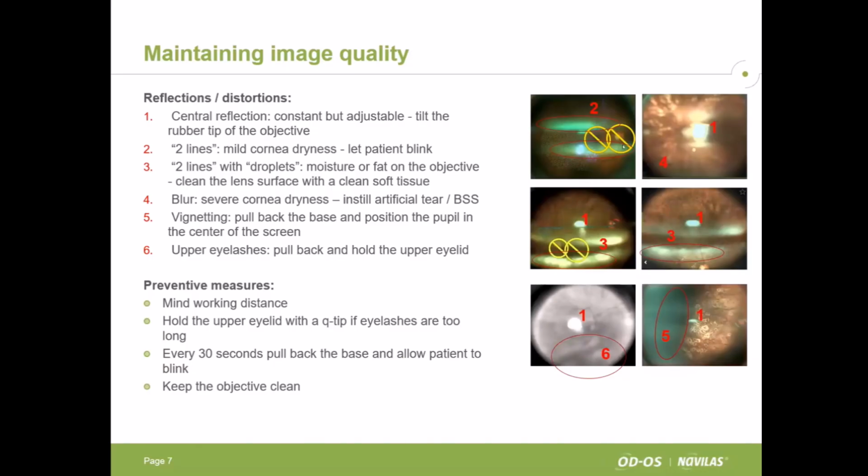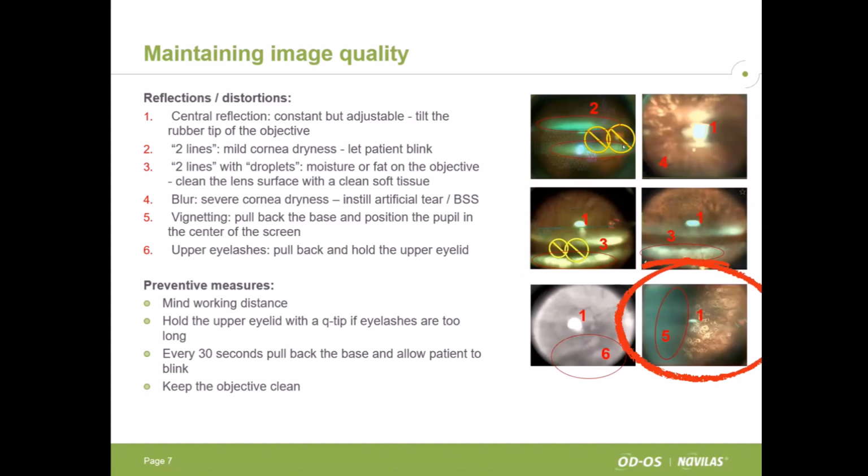Here it is. If you see 2 so-called green lines, like on the left upper image, it indicates corneal dryness. But if the whole image is blurry and refraction adjustment doesn't help, it means that the cornea is way too dry and some artificial tear should be administered. If you can see the same 2 lines with some roundish drop-like distortions, then it means that there is some tear film on the objective lens and it needs to be cleaned.